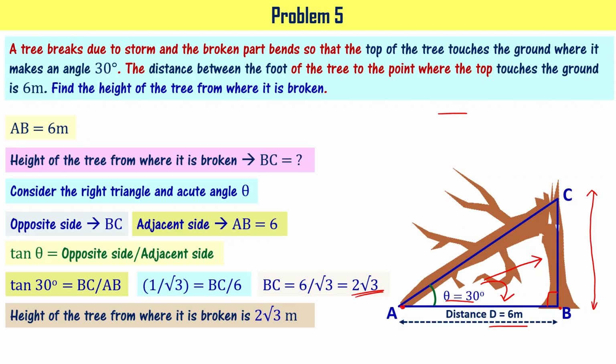If you have to find the total height of the tree, then you have to find the value of AC and value of BC and then sum them so that you will get total height of the tree, right? But what we are asked in this particular problem is what is the value of BC? That is 2 root 3 meters.